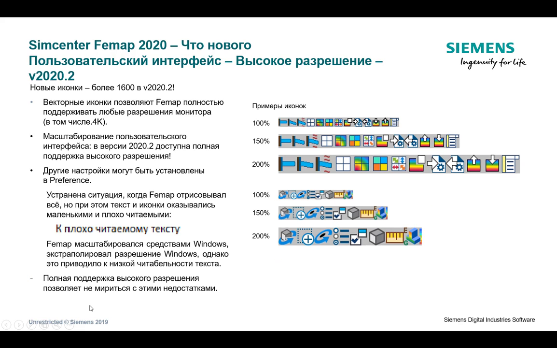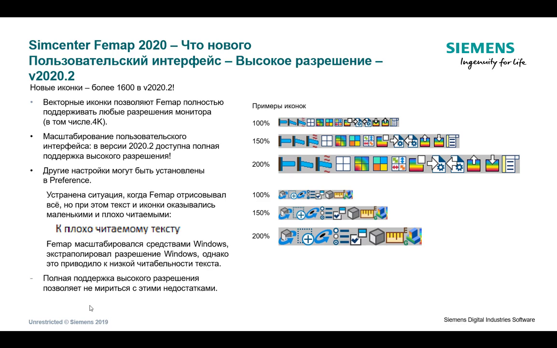For 2020.2, we took this a step further, and each of the new icons was drawn at 150% and 200% of the original size. Now, why did we do this? Because this allows us to have native support for high resolution or 4K displays.